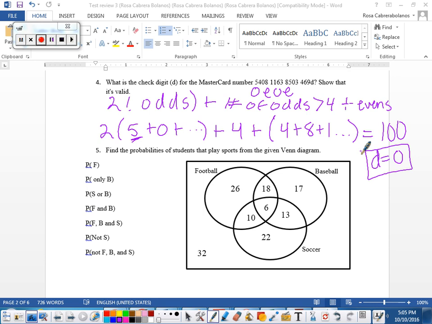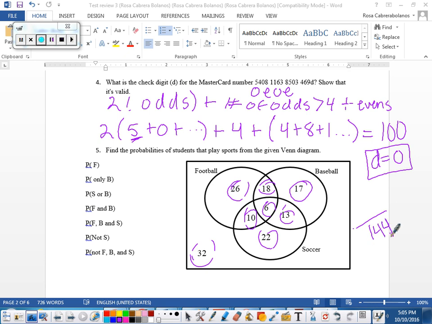Number 5. For number 5, the first thing that you have to do is add all of these numbers. So I'm going to add the 32, 26, 18, 10, 6, 10, 22, and all of these numbers. And it gives me a total of 144.